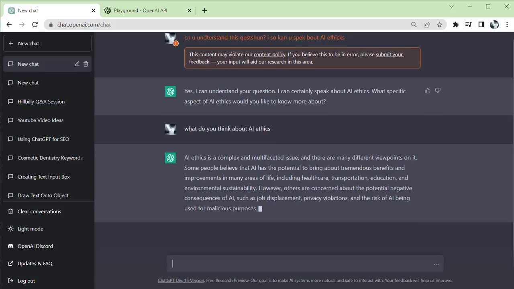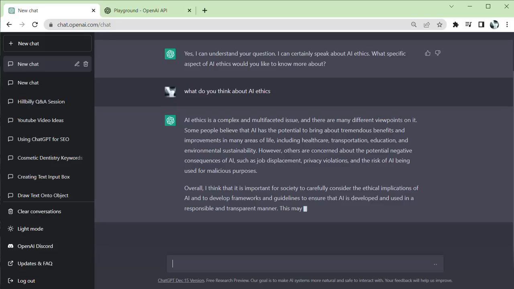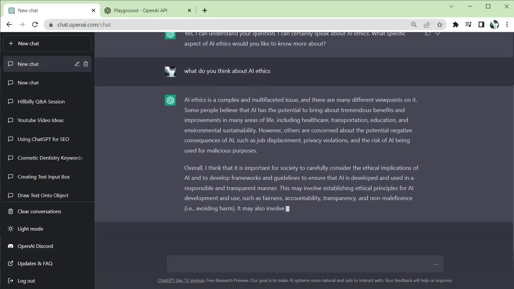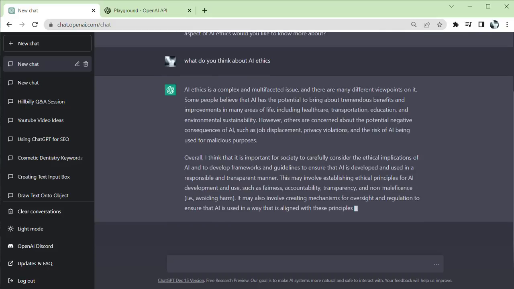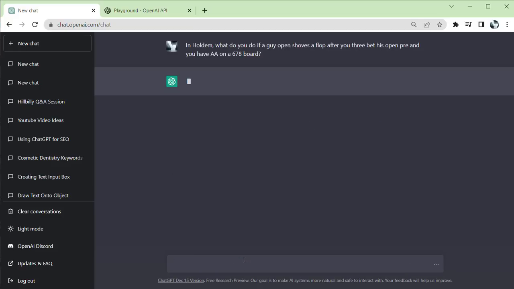All right, so the next thing is we want to avoid jargon or overly technical language. He does know a lot of it, but if you're in a certain industry, you just start giving him a scenario that you're using a lot of industry jargon, he may not understand you. Here, we'll give him another example here since I play cards, I wrote up a little prompt based on a hold'em scenario. So I said, in hold'em, what do you do if a guy open shoves a flop after you 3-bet his pre and his open pre, and you have an ace-ace on a 6-7-8 board? So let's see if he understands this industry.